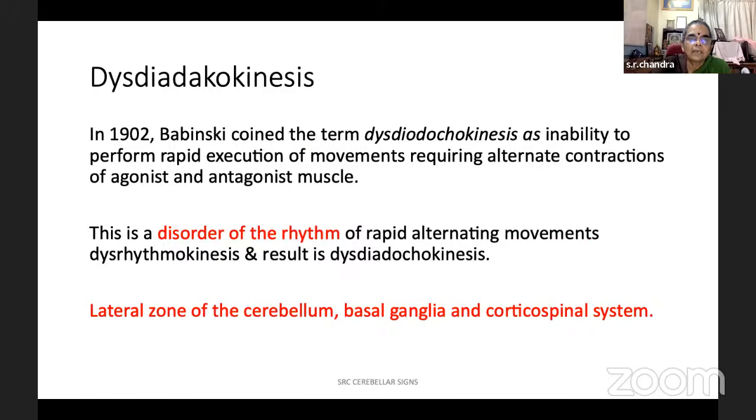Next is dysdiadochokinesia. It's a disorder of rhythm, of alternating movement. I have given in the summary what the function is; you should go back, then you know it's a rhythm disorder. When you have to do a rhythmic activity, it becomes clumsy. Instead of doing one pronation and one supination, it may be two pronations and one supination, or two supinations and one pronation. So that is dysdiadochokinesia.